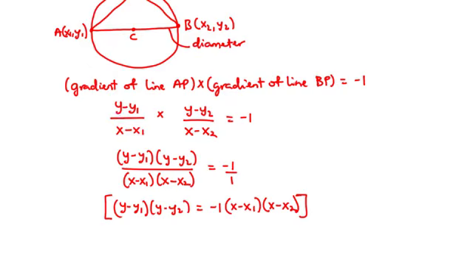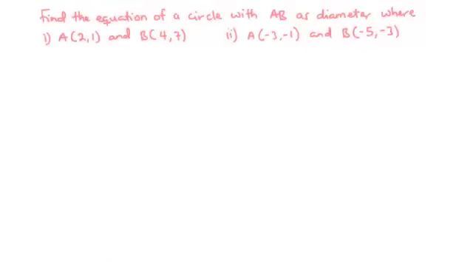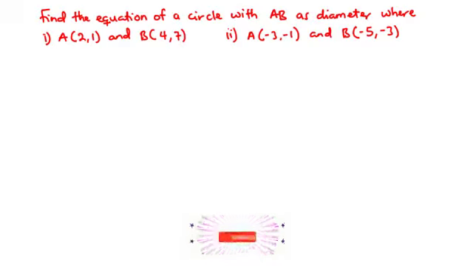Now let's try a couple of examples. So we have two questions here. We are going to find the equation of a circle with AB as diameter, where A is 2, 1, and B is 4, 7. For the second, we have point A to be -3, -1, and then B to be -5, -3. So we are going to consider point A to be our first point, that is x1, y1, and then point B to be our second point, x2, y2.